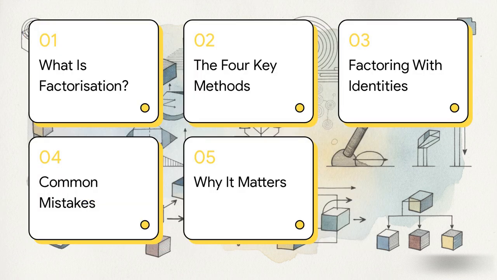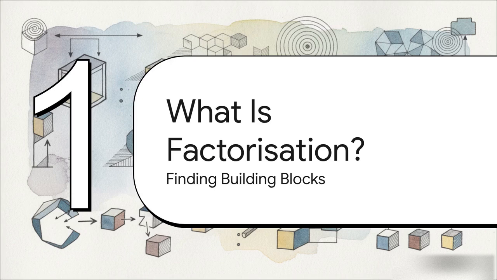Here is our quick roadmap for today's explainer. First, what is factorization? Second, the 4 key methods. Third, factoring with identities. Fourth, avoiding common mistakes. And fifth, why this actually matters. Okay, let's dive right into section 1. What is factorization? Finding those building blocks.